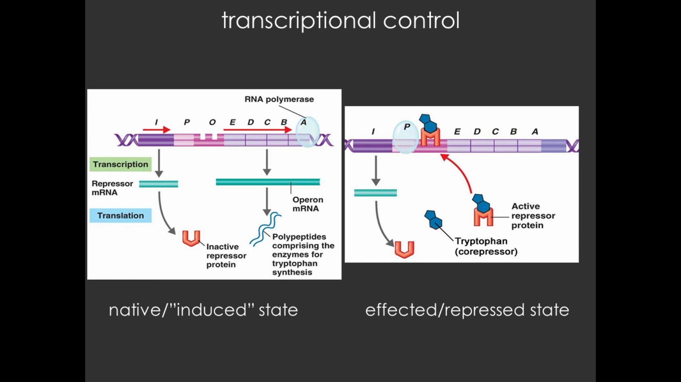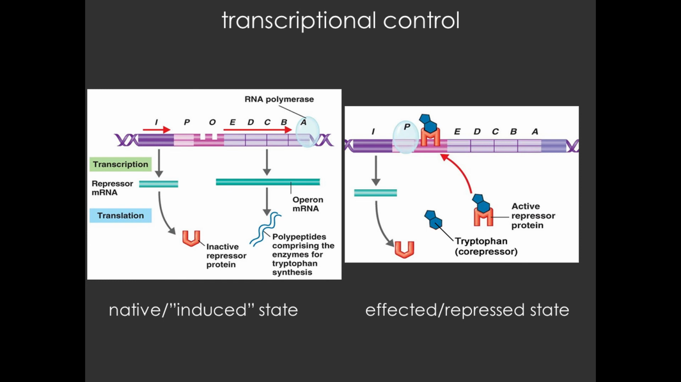And because it's not active, it's not able to do its job, which is to bind to the operator region of the operon. Because it can't bind, it does not block RNA polymerase, and RNA polymerase moves through the operator portion of the operon and transcribes and translates the genes for tryptophan synthesis.